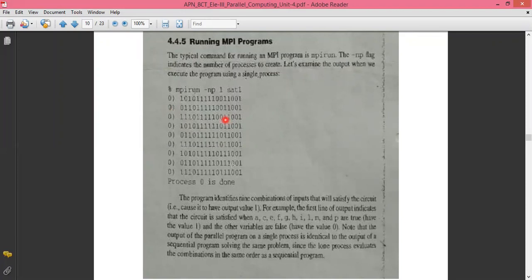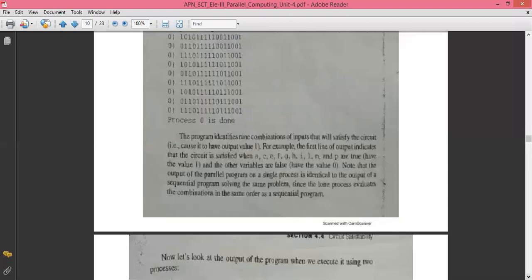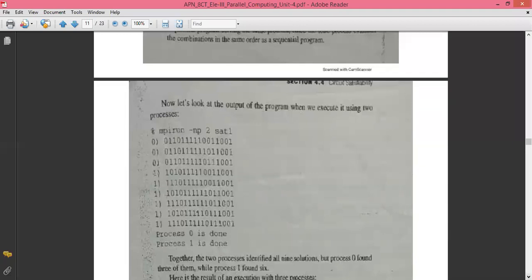Okay, and again, when the number of processes gets increased, we are getting two different types of processes identifying the combinations. That is the first set of processes, process 0, and the second is the set of processes, process 1. So again, here we are getting two types of processes identifying the combinations.